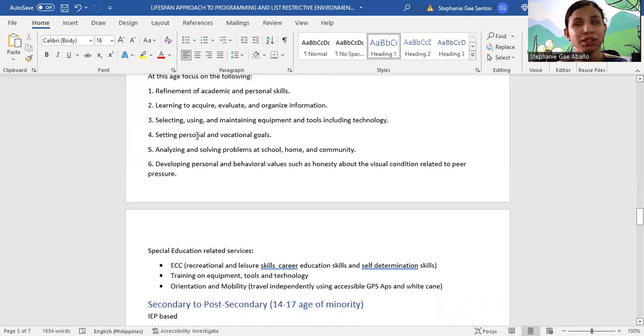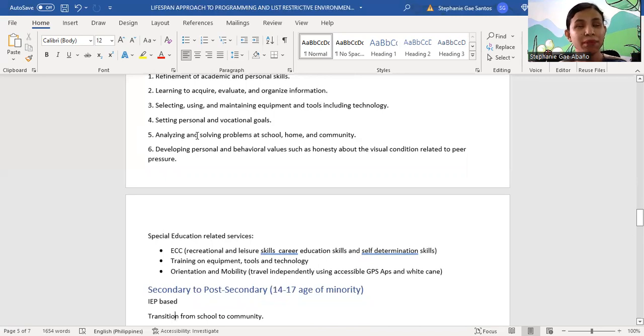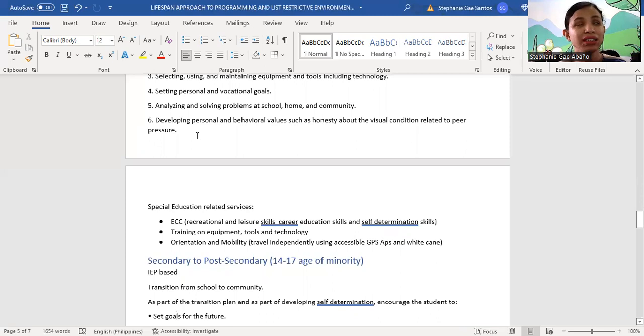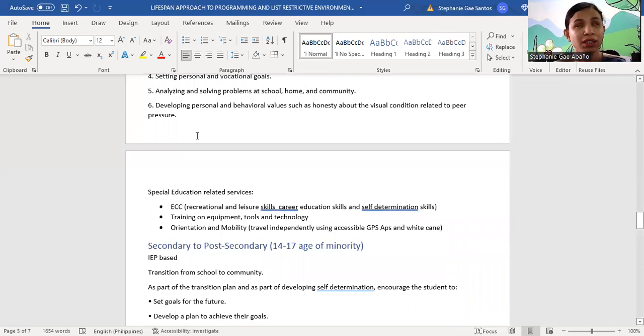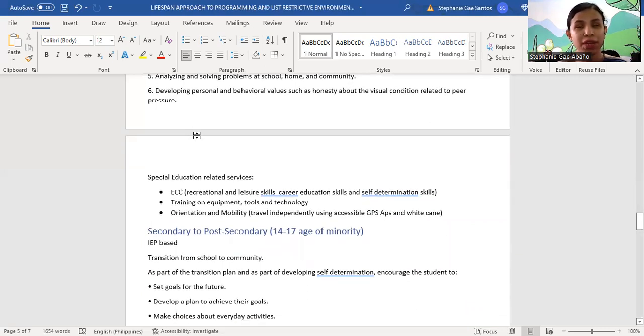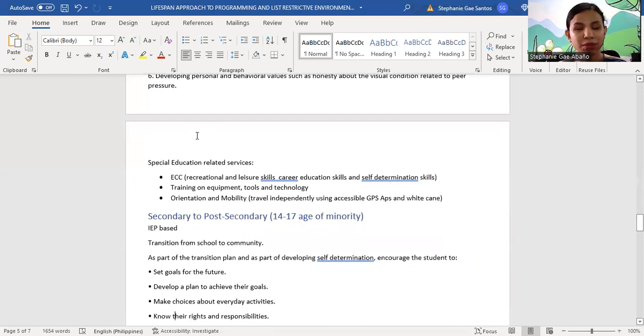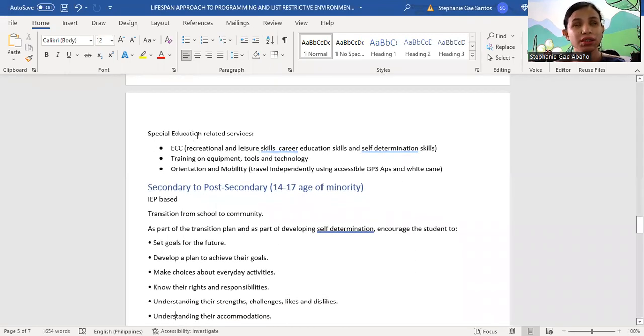Next stage is the secondary to post-secondary, ages 14 to 17, age of minority. At this point, it is still IEP-based transition from school to community. As part of the transition plan and as part of developing self-determination, encourage the students to do the following: set goals for the future, develop a plan to achieve their goals, make choices about everyday activities, know their rights and responsibilities, understand their strengths, likes and dislikes, and understand their accommodations.